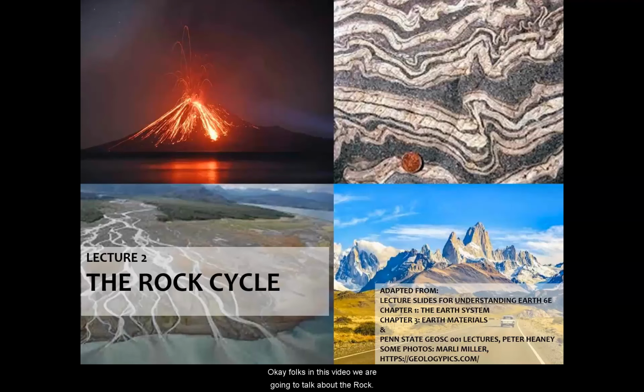Okay, folks, in this video, we are going to talk about the rock cycle. You've seen these pictures before, and if you remember back to when you've seen these pictures, you remember put them here to represent the three different types of rocks that exist at Earth's surface. The rock cycle describes how we interconvert those types by the various Earth processes that shape and create each of these different types of rocks.